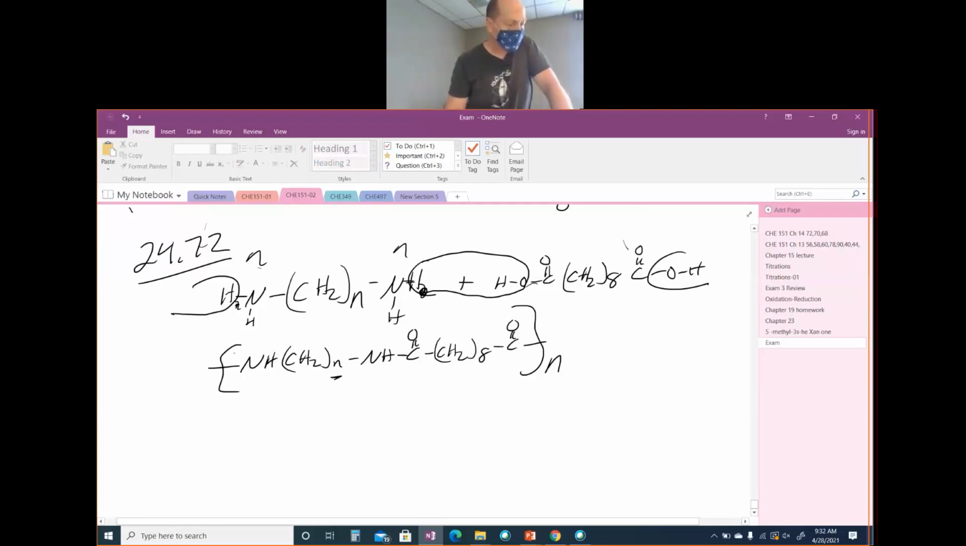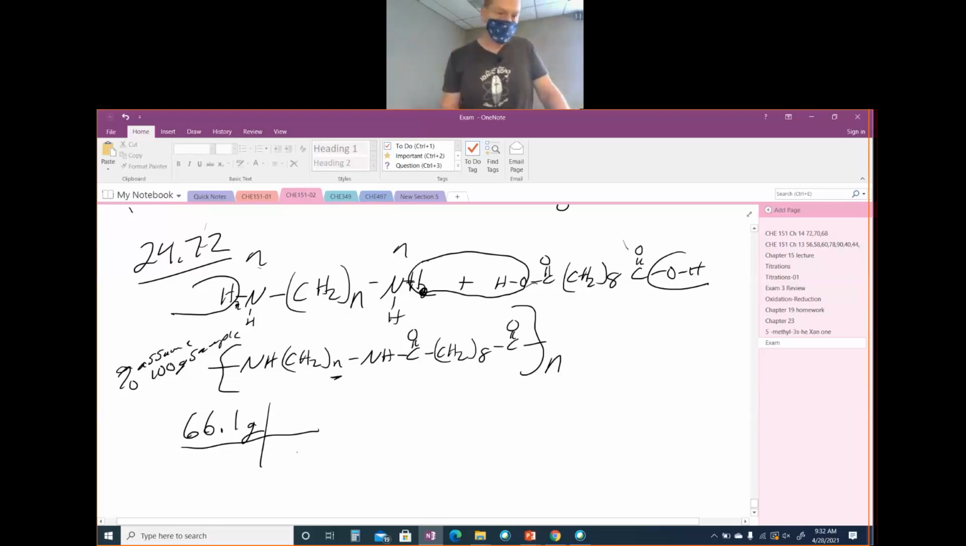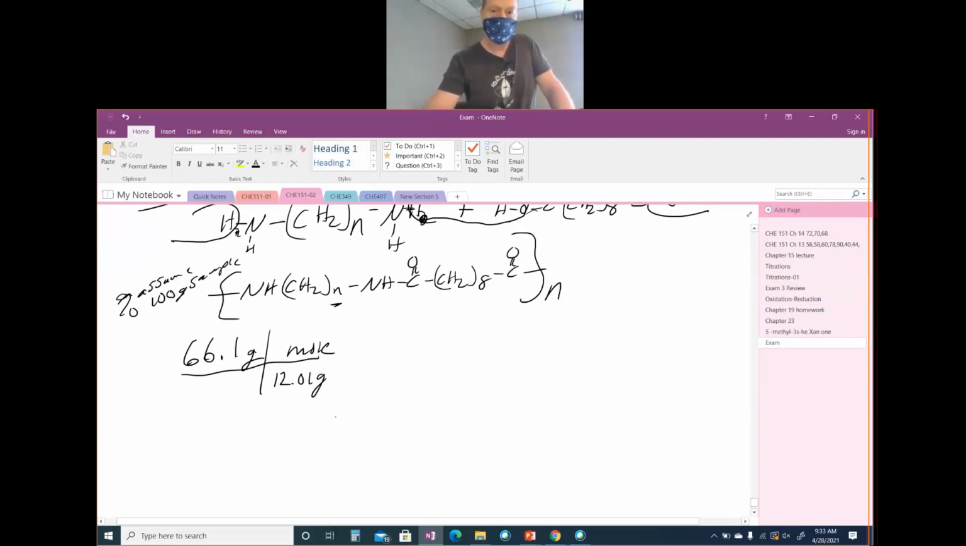All right. And so we did an analysis of this polymer and found that we had 66.1% carbon. All right, when you have percents, I will always assume a 100-gram sample, because then your percent just turns into grams. Assume any size sample you want, 100 just converts the percent to grams. I always do the 100-gram sample. All right, molar mass of carbon, 12.01 grams per mole. We will get the moles of carbon. So we are just doing an empirical formula.